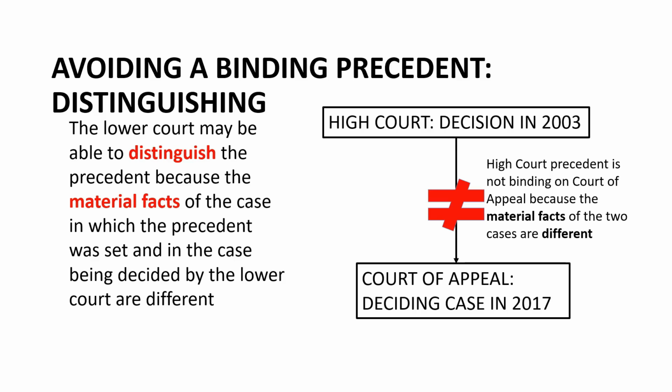If the material facts are different, then the Court of Appeal is able to distinguish, that is, say there is a relevant difference between the decision of the High Court in 2003 and the decision that the Court of Appeal has to make in 2017.